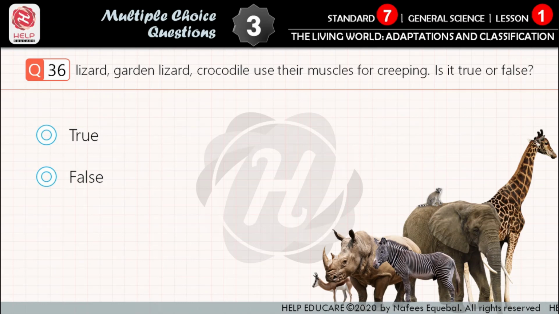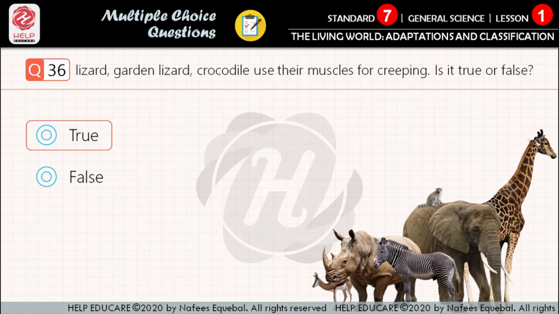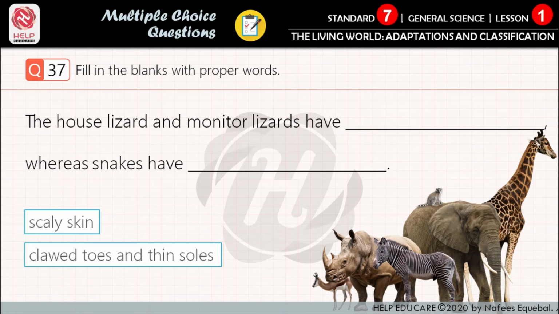Correct answer is true. Question number 37. Fill in the blanks with proper words. The house lizard and monitor lizards have dash, whereas snakes have dash.